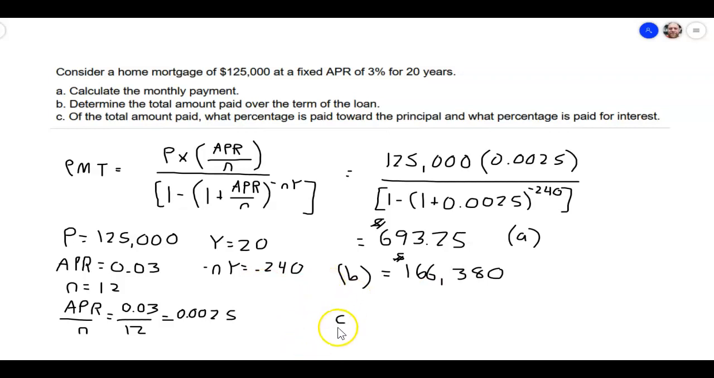So C will be 75.1% towards the principal, and 24.9% towards the interest.